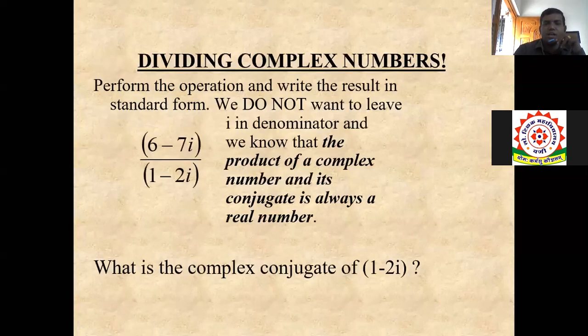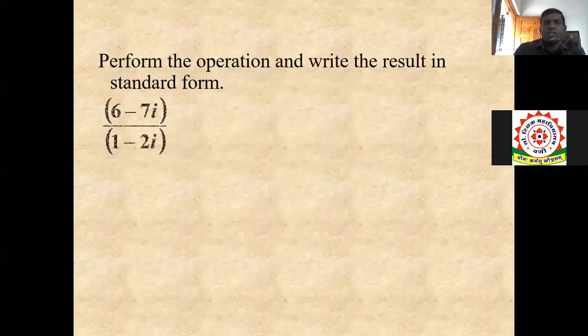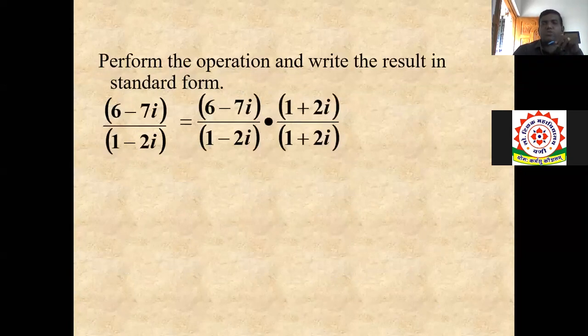Okay. A counter example, here itself. 6 minus 7i upon 1 minus 2i. Complex conjugate of 1 minus 2i is 1 plus 2i. So we multiplied and divided by 1 plus 2i.